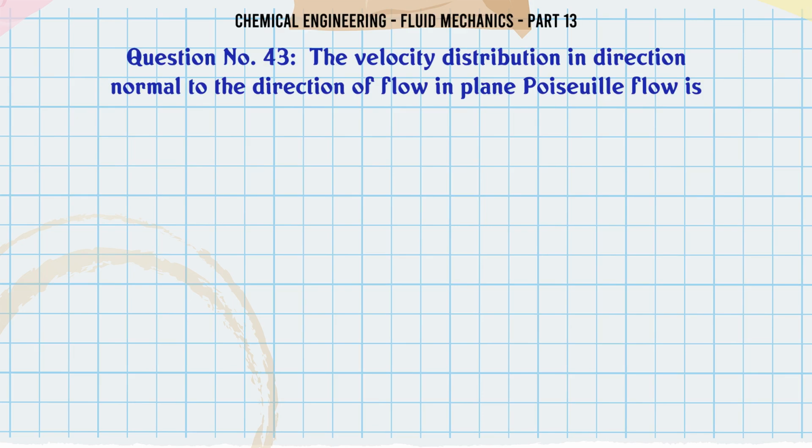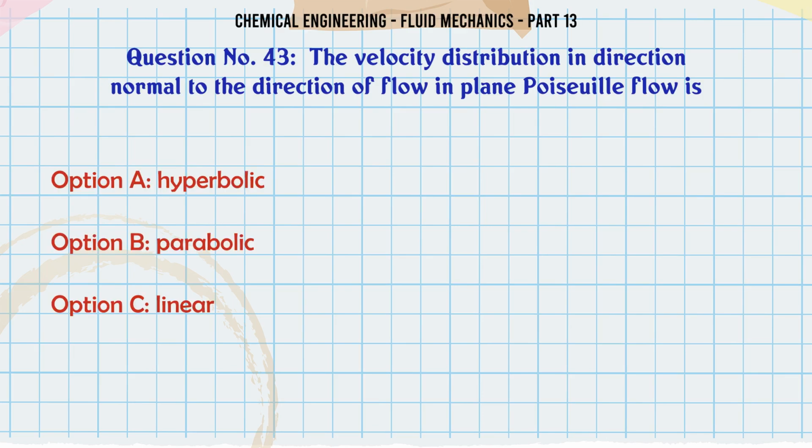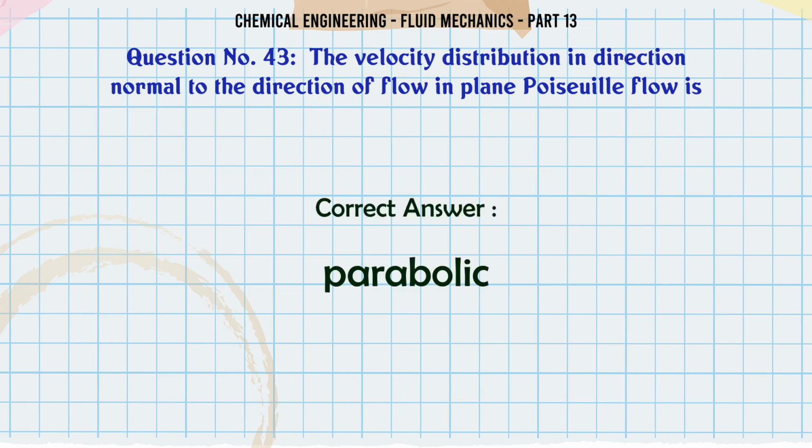The velocity distribution in direction normal to the direction of flow in plane Poiseuille flow is A. Hyperbolic, B. Parabolic, C. Linear, D. None of these. The correct answer is parabolic.